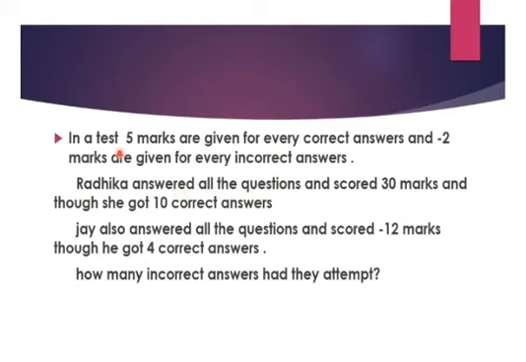Okay, it is the sixth example in your textbook. In a test, 5 marks are given for every correct answer and minus 2 marks are given for every incorrect answer. Radhika answered all questions and scored 30 marks, and she got 10 correct answers. The number of questions is not given. Jay also answered all questions and scored minus 12 marks, though he got 4 correct answers. How many incorrect answers had they attempted? Is that the question?